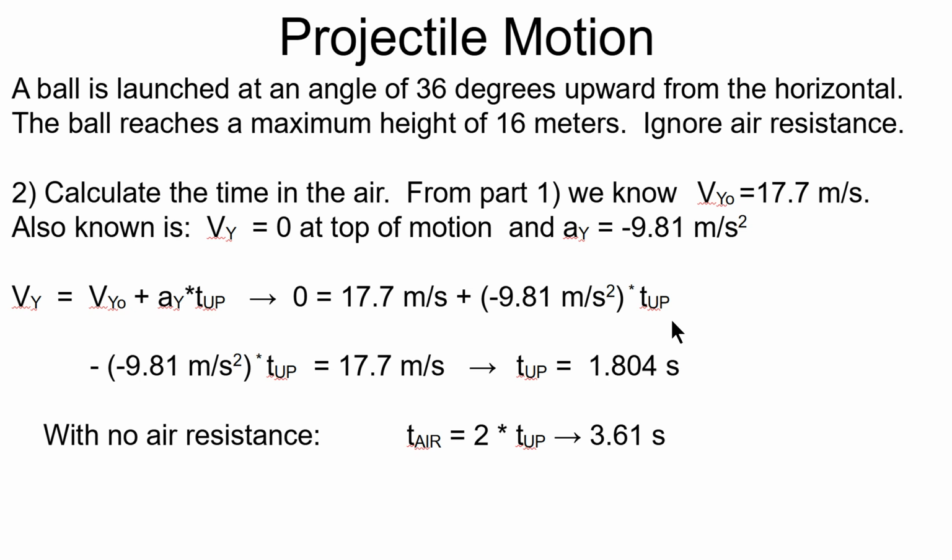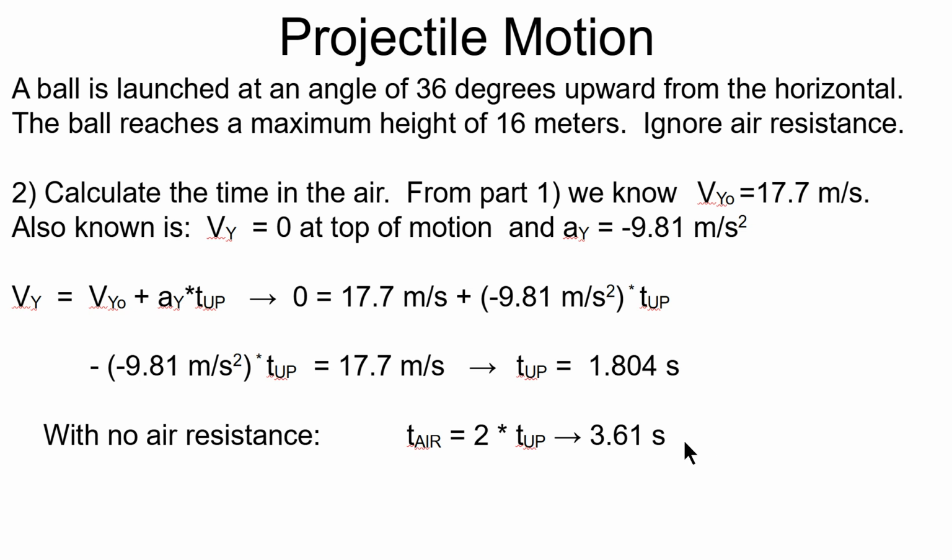Again, pause the video and pull out your calculator. I came up with the time required to move up is 1.804 seconds. Now we're doing this with no air resistance, and there's symmetry in this problem. If we start at ground level, go to a maximum height, we have a certain time. The time to come back down from the maximum height to the ground is the same as the time going up. Again, no air resistance.